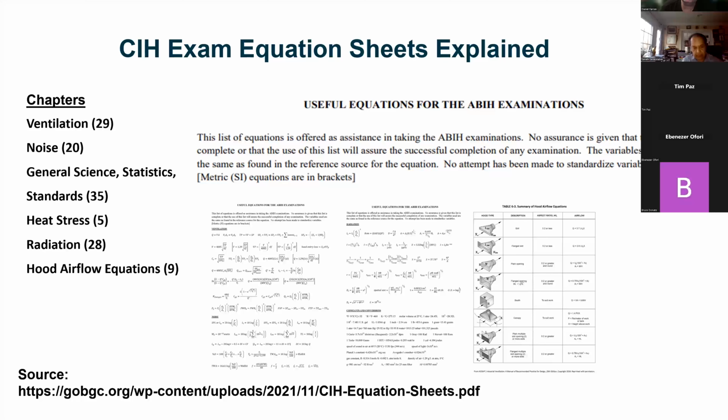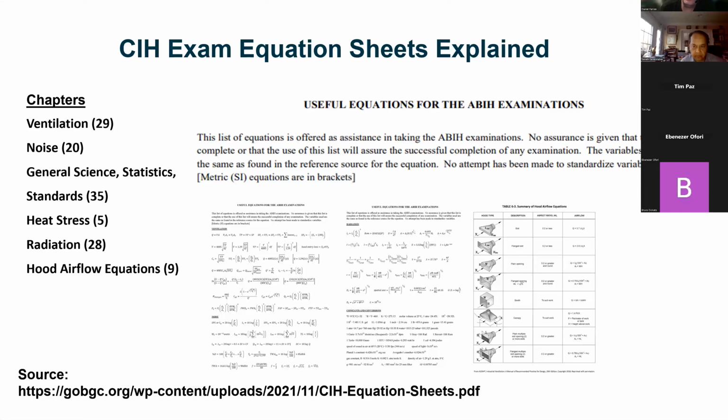It's also important to see their statement. It says this is a list of equations that is offered as assistance in taking the examination. It's not the American Board of Industrial Hygiene anymore; it changed. There is no assurance given that this list is complete. So you have to understand how to use the equations, because even if you have them in front of you, you may need to use other equations besides the ones you see there.